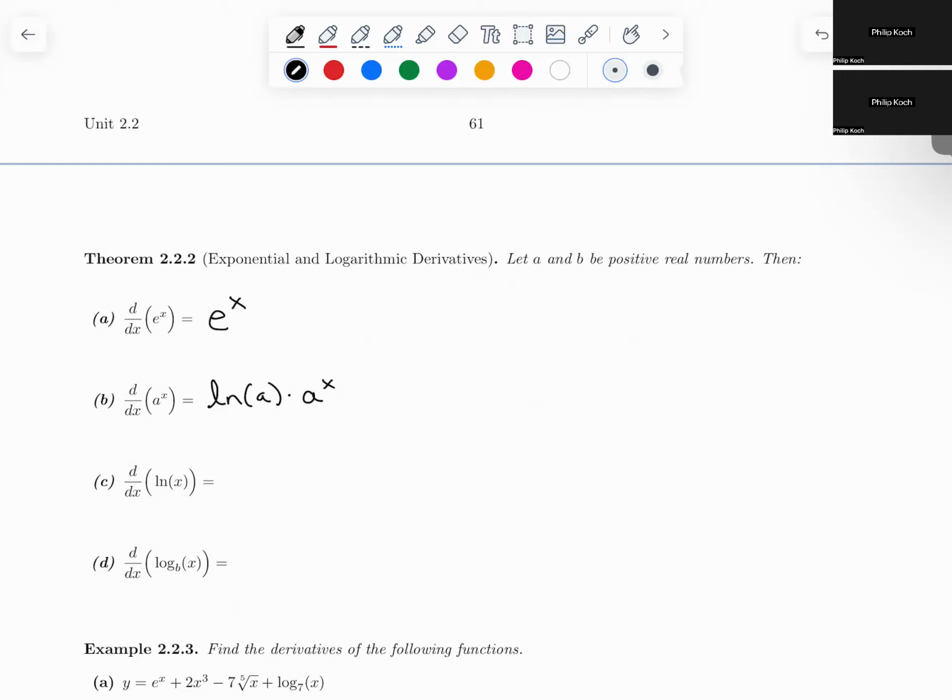The derivative of natural log of x is 1 over x. And the derivative of log base b, for any base, whether it be log base 10, so log, or log base 3/2, is going to be 1 over ln of b times 1 over x. Or if you want to make it look prettier, 1 over x times ln of b. If you want it pretty.